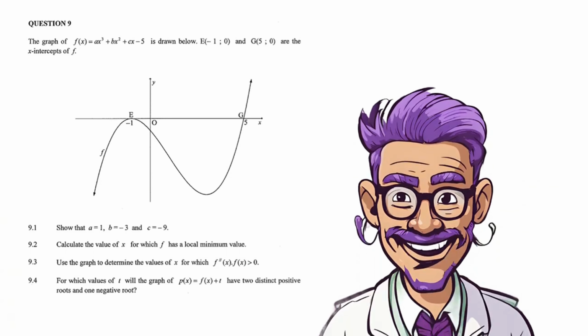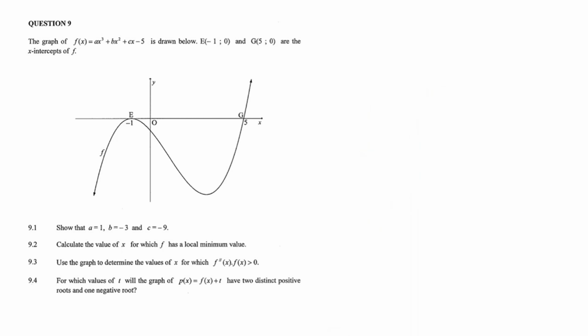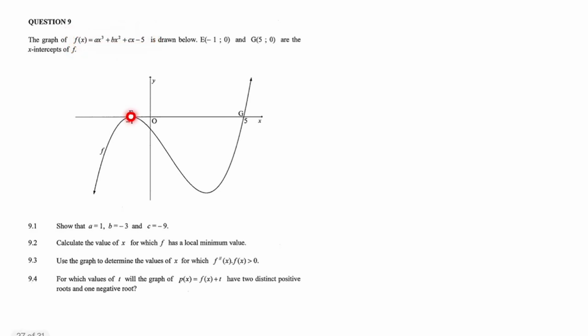We are going on with question 9 of paper 1 for June 2024. It says the graph of f(x) is drawn below. E and G are the x-intercepts of f. We can see that with f(x) we have a partial solution. We have the x-intercepts of E and G, and notice that E's coordinates are (-1, 0) and G is (5, 0).